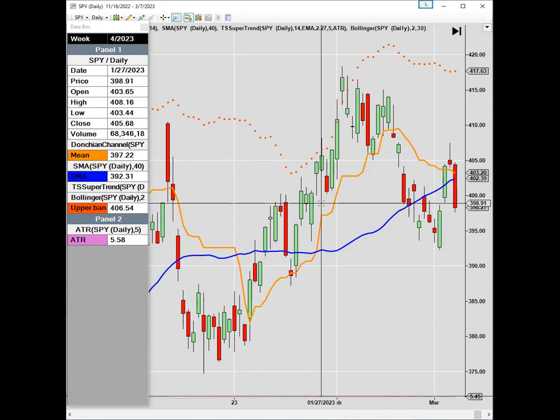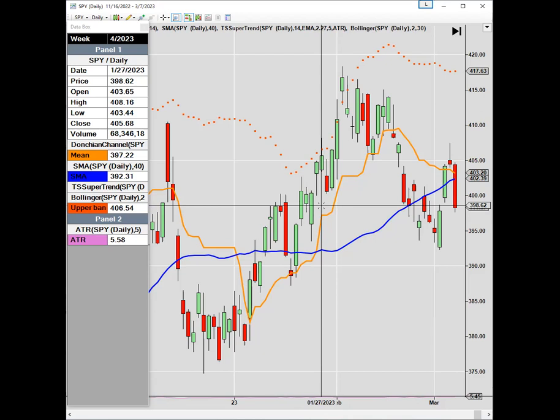The next day, the market opened at 403.65. So write that number down. 403.65 is the open price the next day. What is 403.65 plus the previous day's ATR of 5.79? Again, what is 5.79 added to the open the next day, 403.65?